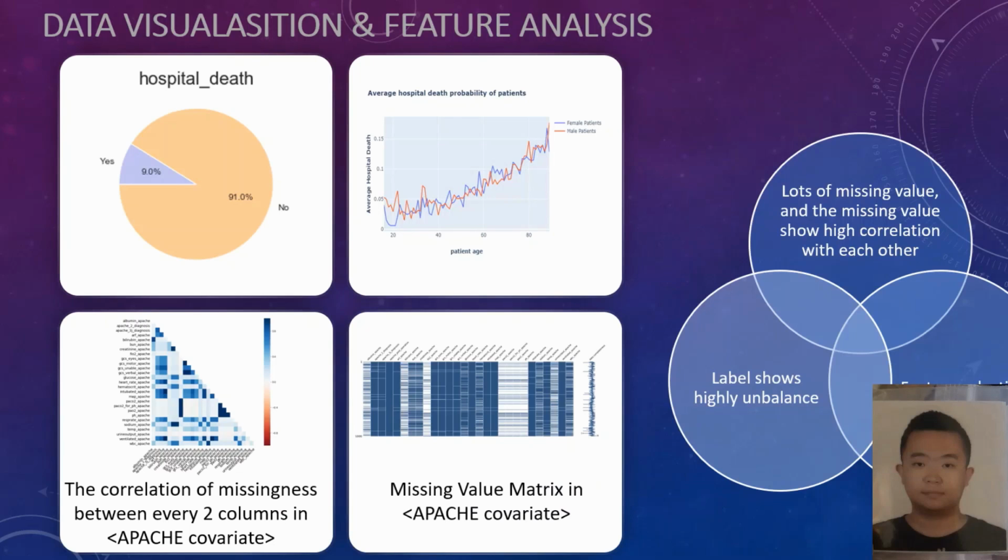There's a tremendous amount of information that the doctors and nurses and all the care staff are encoding in some of these notes that they take, and a lot of that is just harder to access. Nevertheless, data visualization brings the solution to us. By plotting a heat map that shows the correlation of missingness between every 2 columns in the APACHE covariate, we could easily recognize the correlation of missingness by seeing the depth of colors and numbers on the plot.